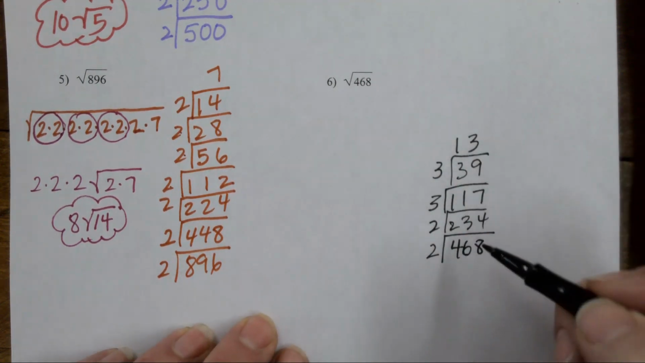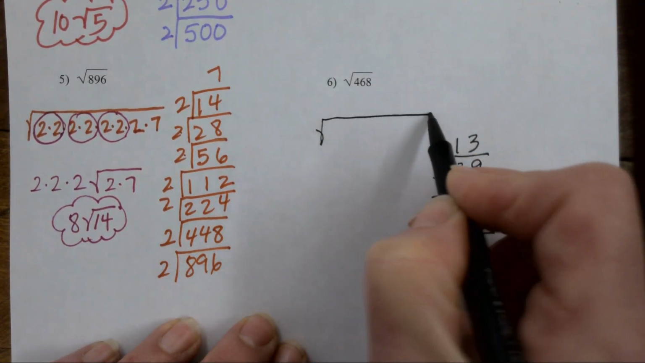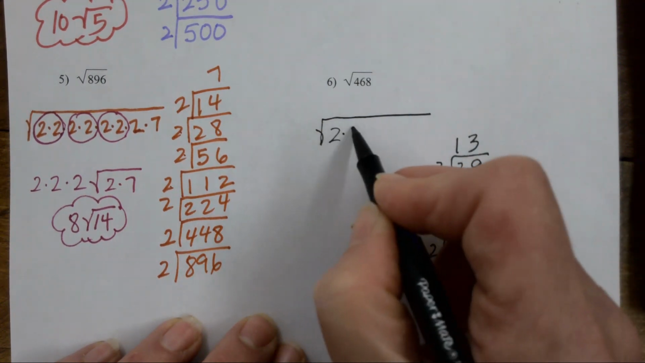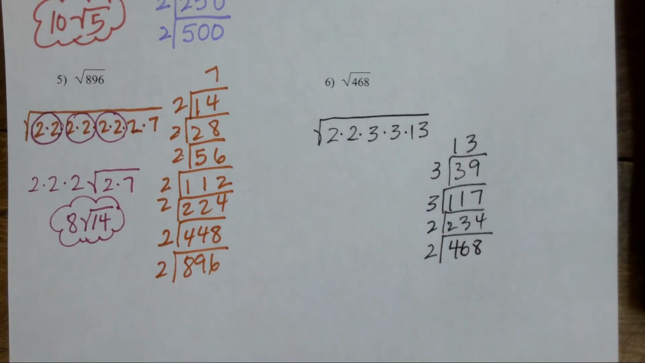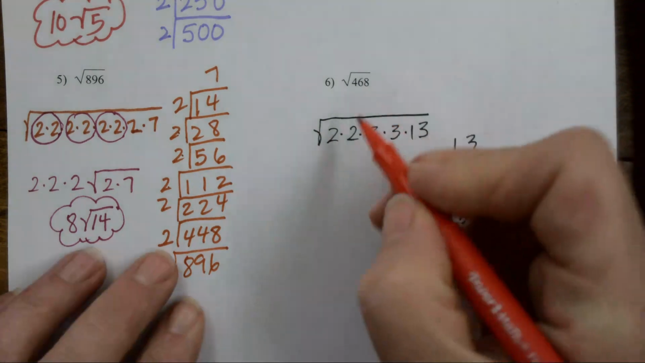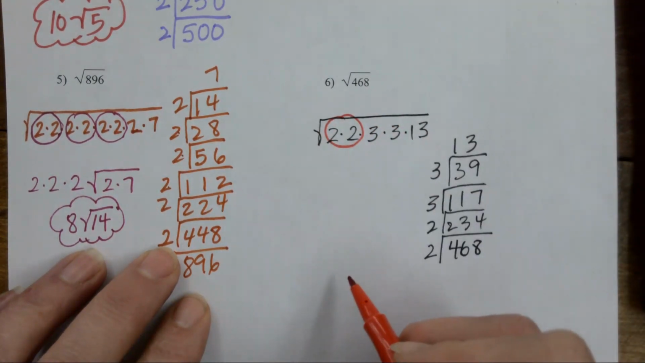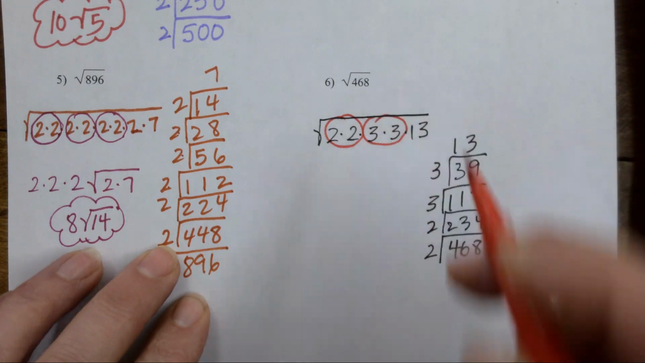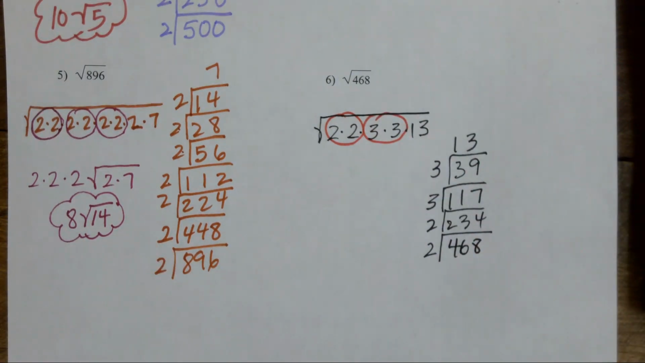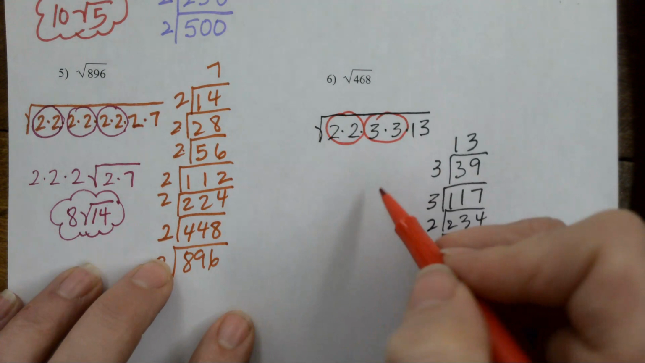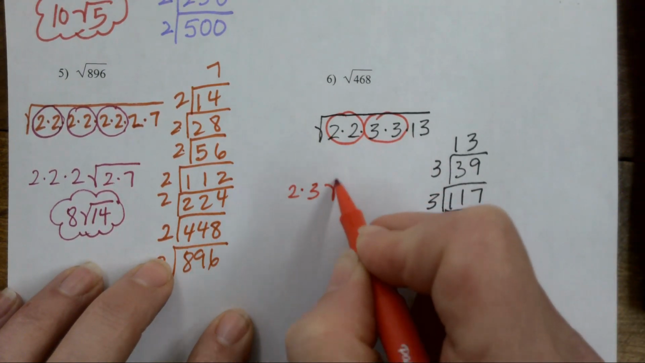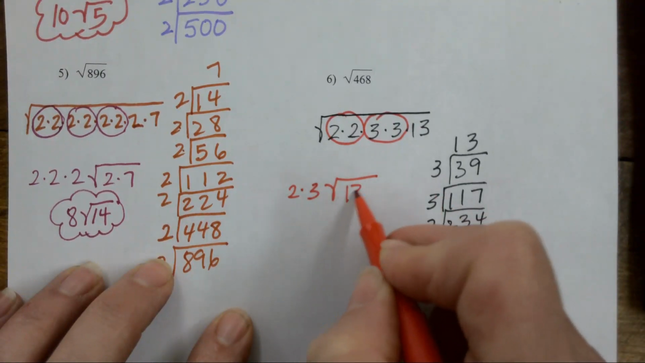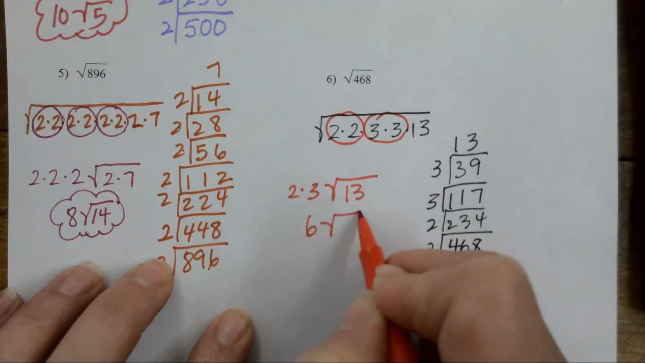Perfect. Okay, so this is 2 times 2 times 3 times 3 times 13. Start circling the pairs. A pair of 2s, a pair of 3s. Is there a pair of 13s? No. Okay, what goes outside? 3 and 2. What goes inside? 13. So we get 6 times the square root of 13.